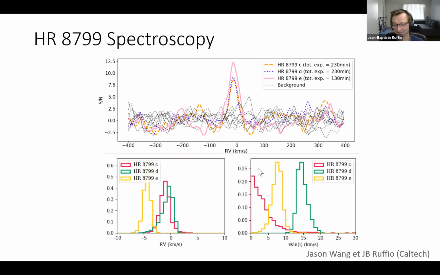So we got detection of CDE. You have the cross-correlation functions on top, measurements of radial velocity, and very exciting, we think we might have spin measurements for the HRS-99 planets. We're still learning how to calibrate the data. That's work led by Jason Wang. So stay tuned for what's going to come soon.